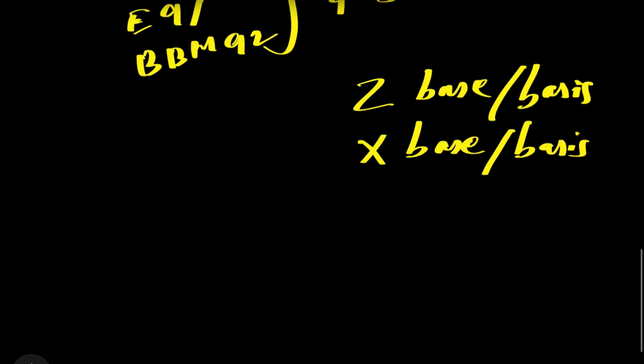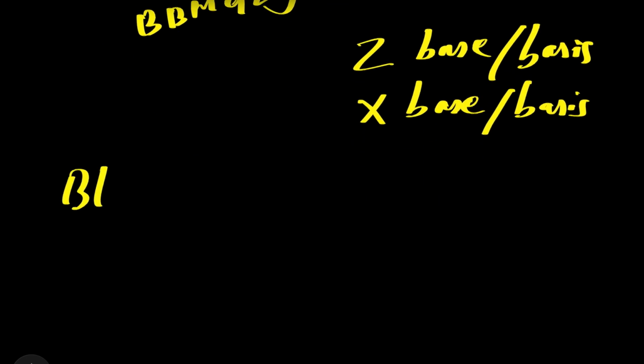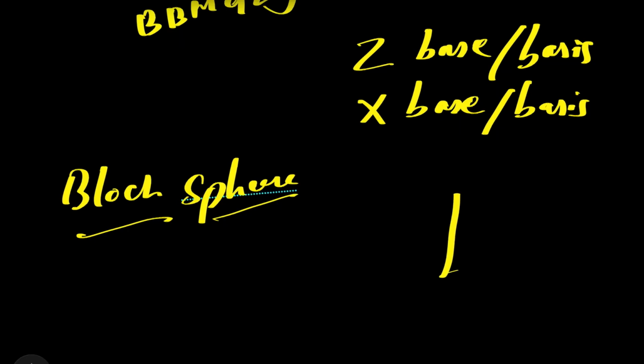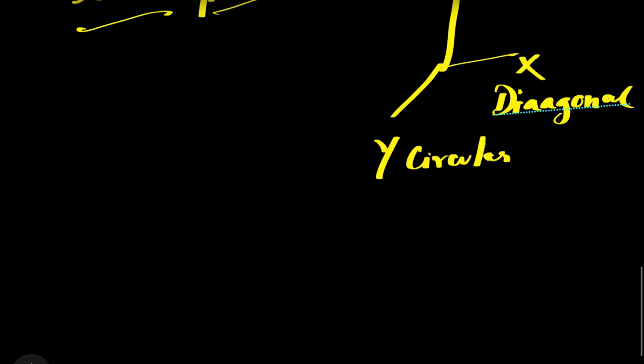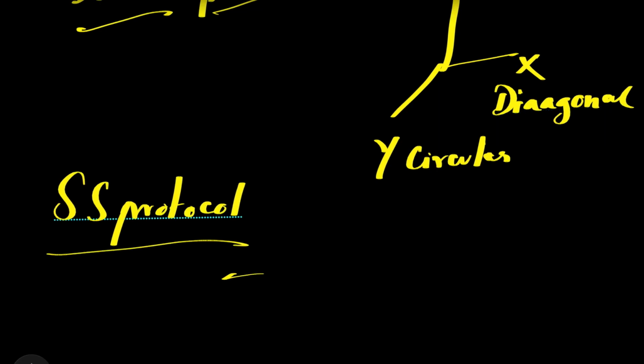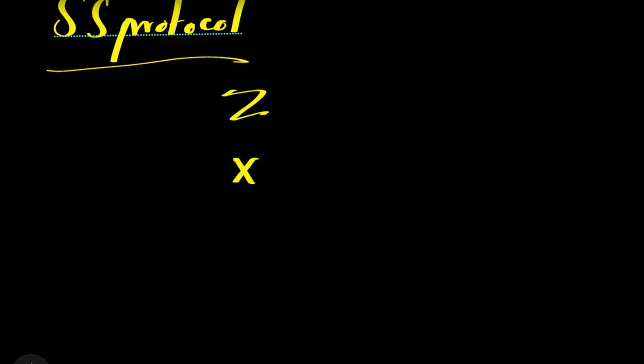So just to recall once again, the Bloch sphere is a geometric representation of the qubit. Hope you remember, this is the Z basis, this is X, and this is Y. This is represented by rectilinear, this by diagonal, and this one by circular. Now in this six-state protocol, we are going to use all of Z, X and Y.